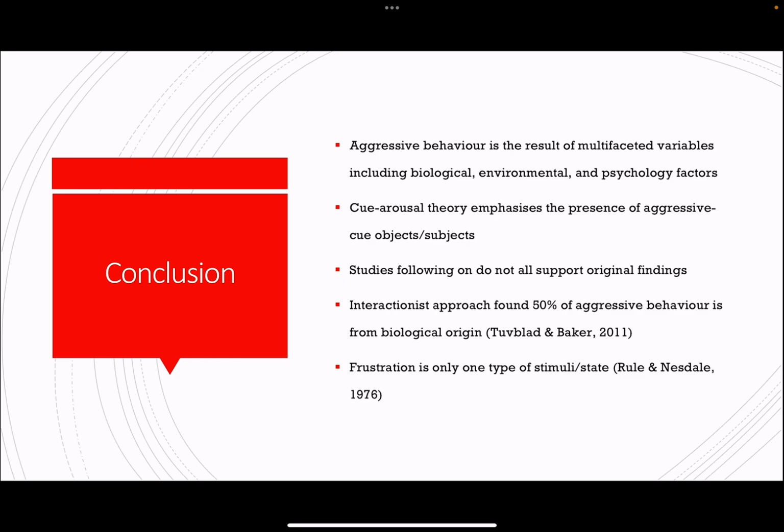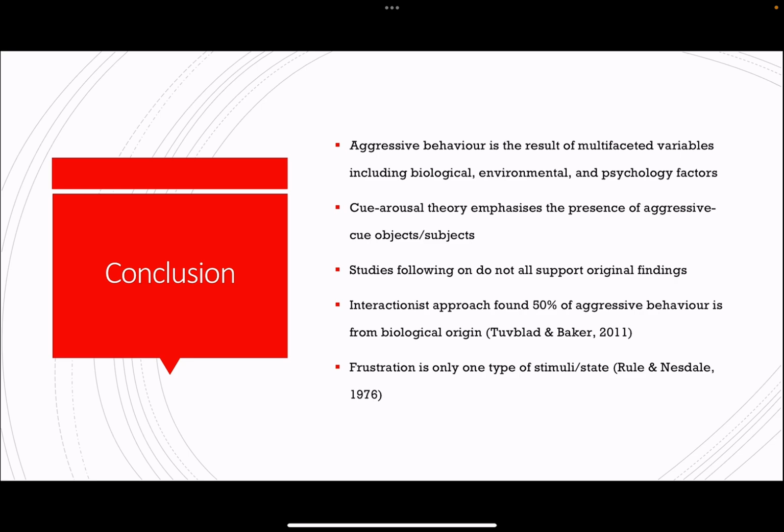In conclusion, cue arousal theory is prevalent in that its findings support that the likelihood of aggression is increased if there is an aggressive cue object nearby, but does not provide a coherent explanation as to the origin of aggression, only that certain stimuli makes aggressive behavior more likely to occur. Therefore, it is important to note that aggression is often influenced by other factors such as brain chemistry, genetic predispositions, learnt behavior, and other theories.